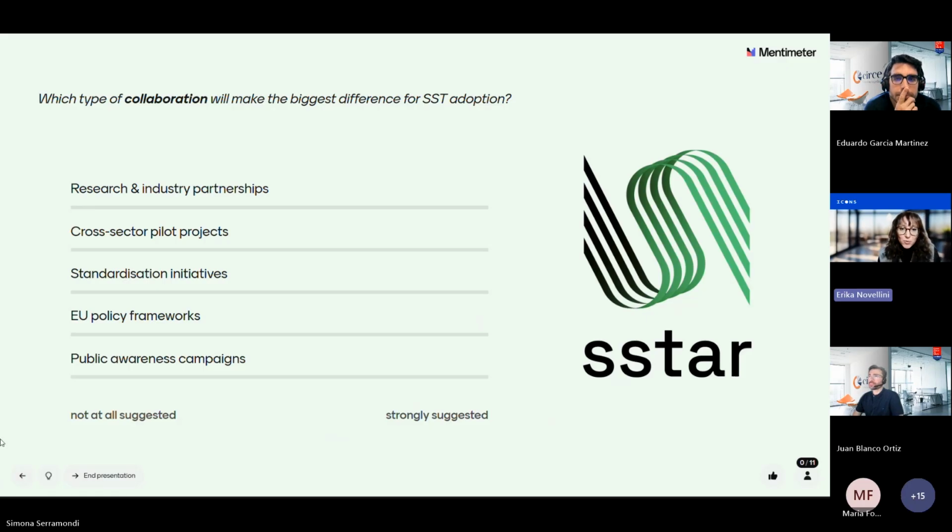So which type of collaboration would make the biggest difference, which is linked to what we were saying, for solid state transformers adoption? Here you have to rank and give an evaluation in numbers for each of these aspects. For example, from 1 to 5 for research and industry partnerships, from 1 to 5 for cross-sector pilot projects, and so on.